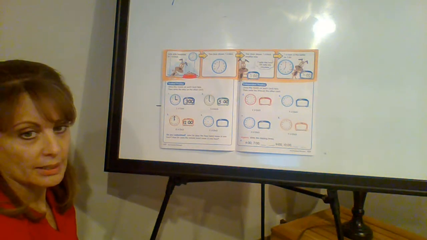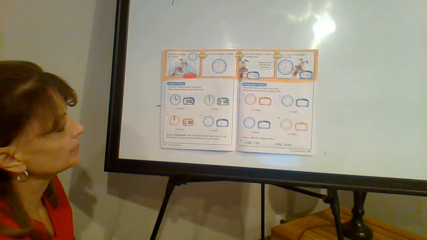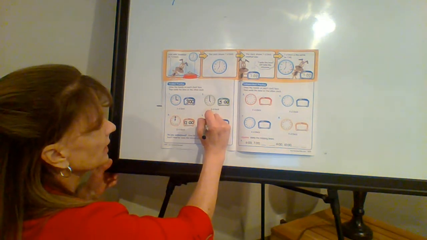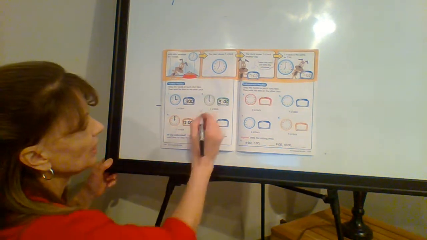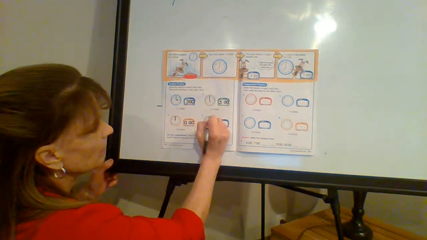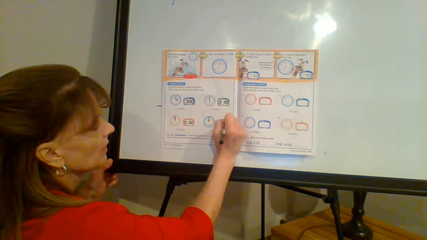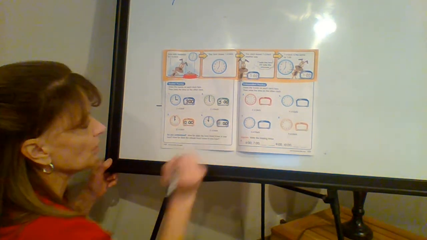How about 11 o'clock? Can you make the clock say 11 o'clock? The little hand is pointing to the 11, and the big hand is pointing to the 12. And we write 11, 0, 0 for o'clock.